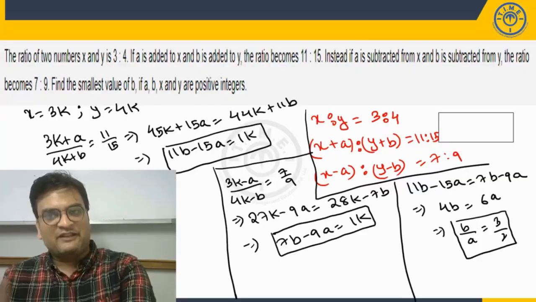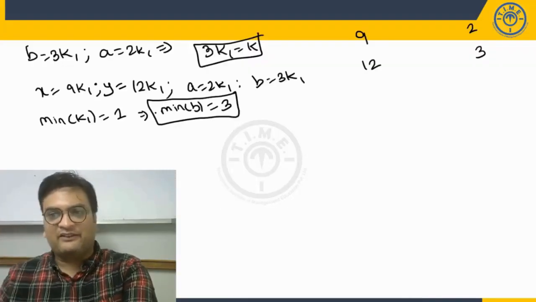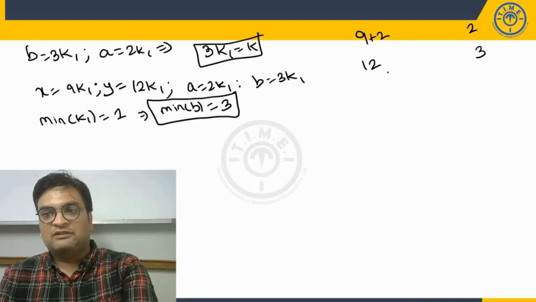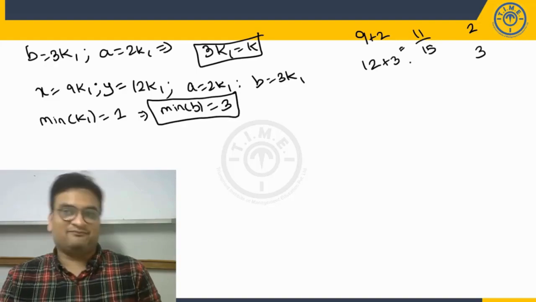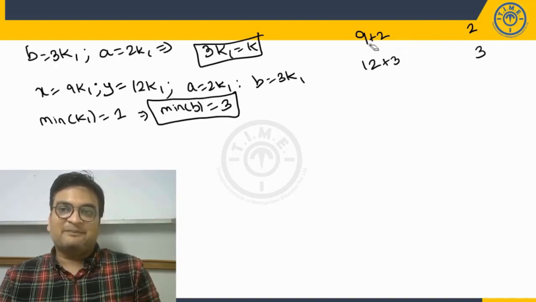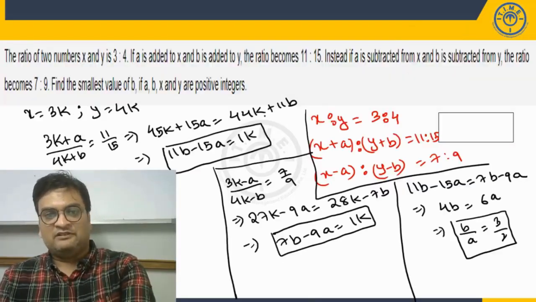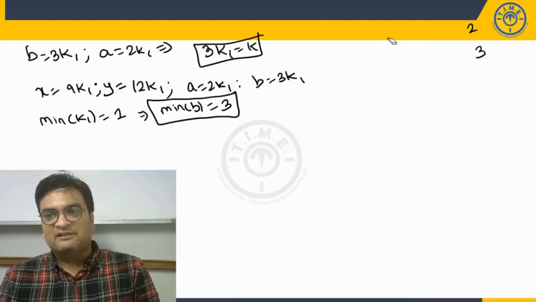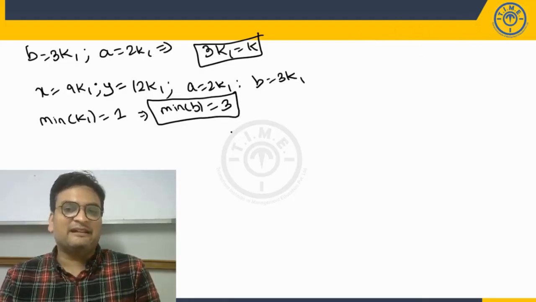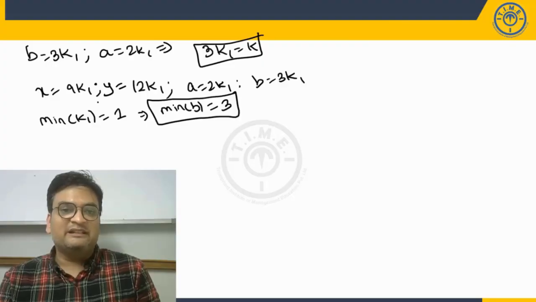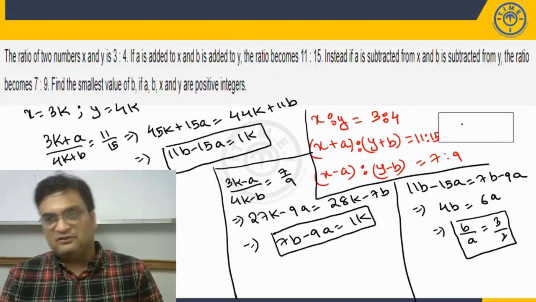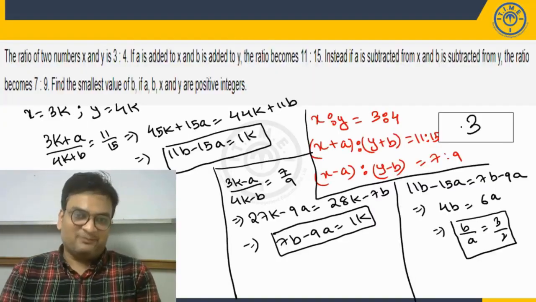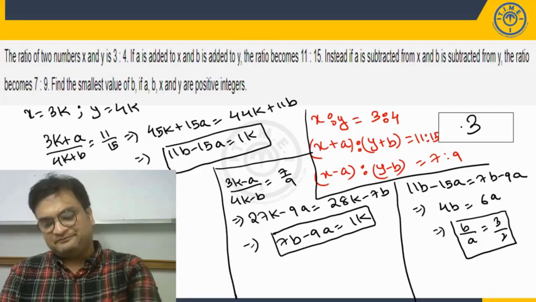Okay, let's just verify the conditions. If A is added to X, so 9 plus 2, and B is added to Y, you'll get the ratio as 11:15. Absolutely correct. Similarly, when they are subtracted, so 9 minus 2, 12 minus 3, you'll get 7 by 9, 7:9, that is what is given. Absolutely correct. So the smallest values of A, B, X and Y are going to be 2, 3, 9 and 12 respectively. The question is asked about B only, so we'll enter the answer as 3 here. The smallest value possible for B is 3.